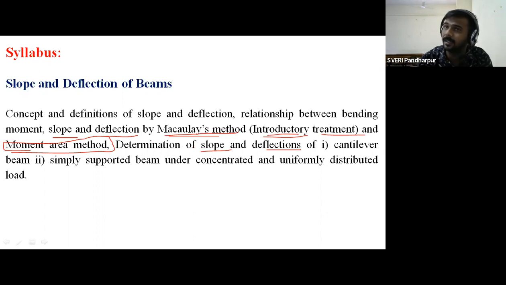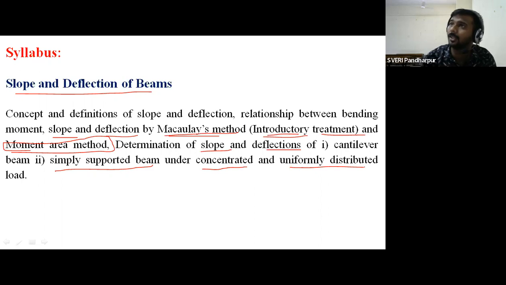So again, the concepts of chapter number 5 and chapter number 6 are very, very useful for slope and deflection in beams. For which beams do we have to go for the calculation? Cantilever and simply supported beam. And if it is subjected to a concentrated load and UDL, again slope and deflection we have to calculate for the 4 standard cases.